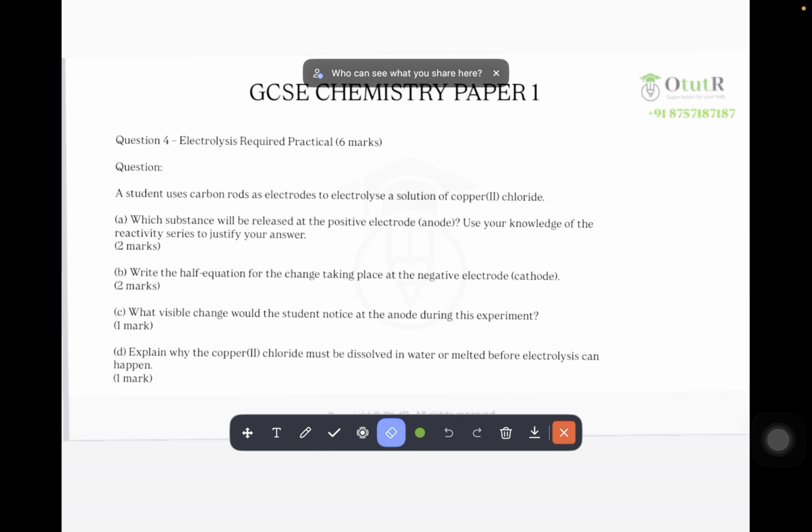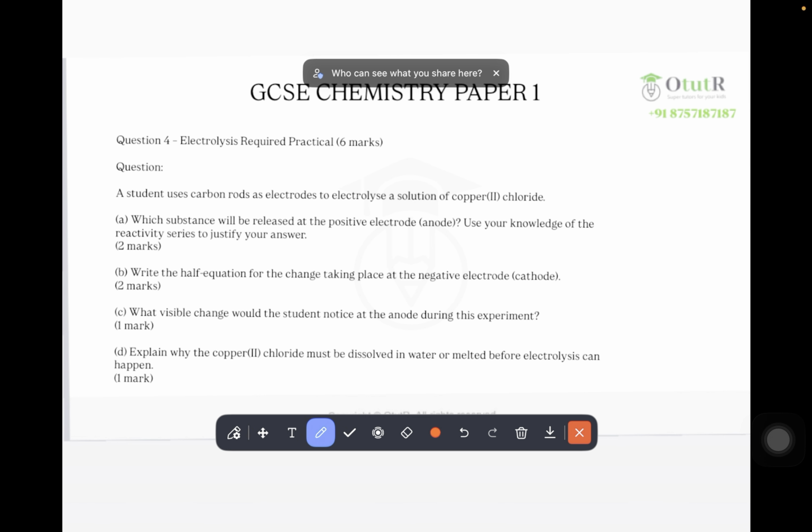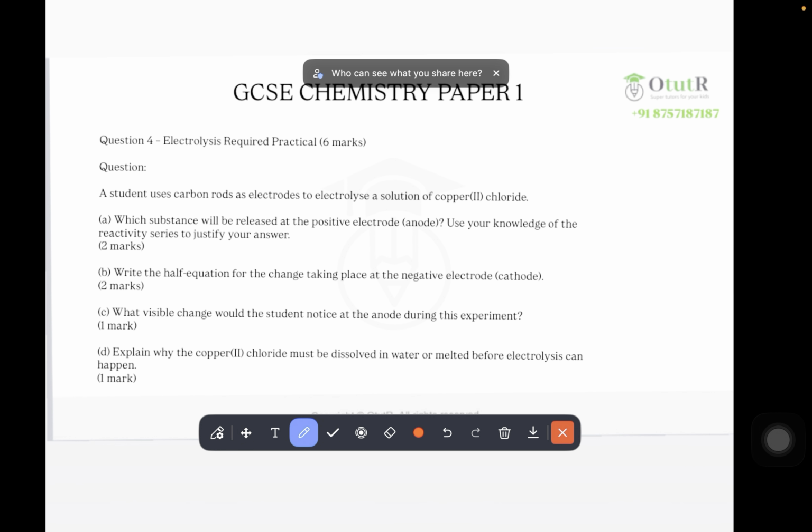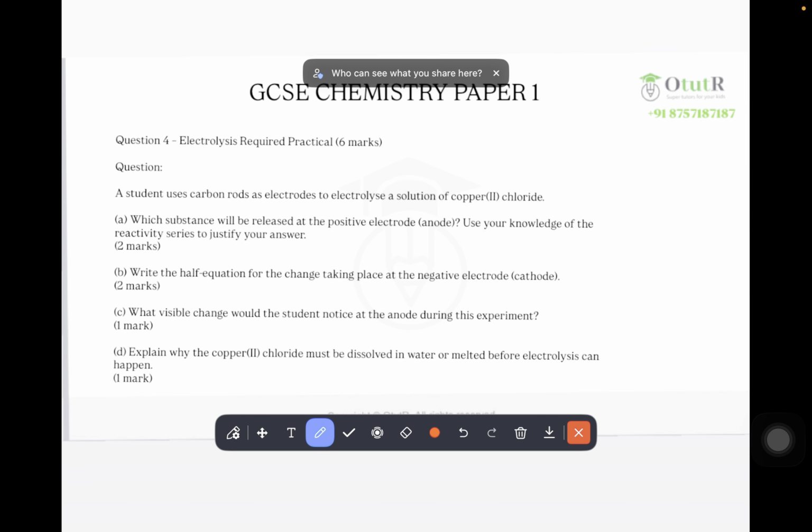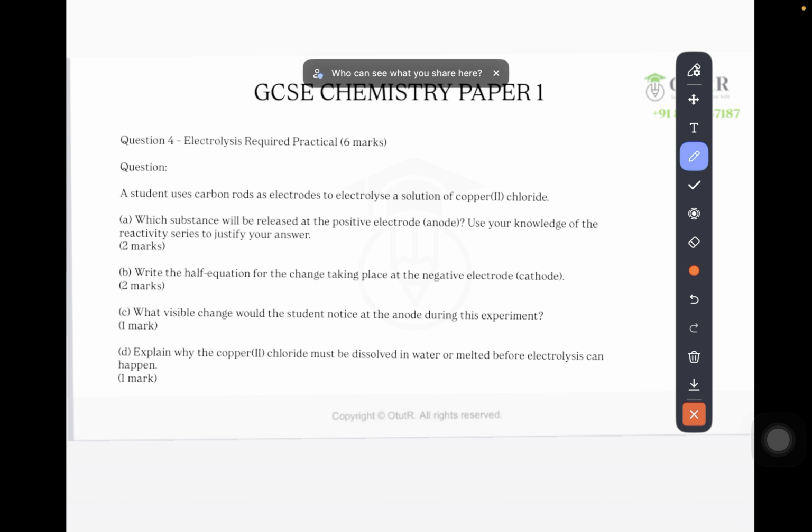Let's move on. A student uses carbon rods as electrodes to electrolyze a solution of copper chloride.